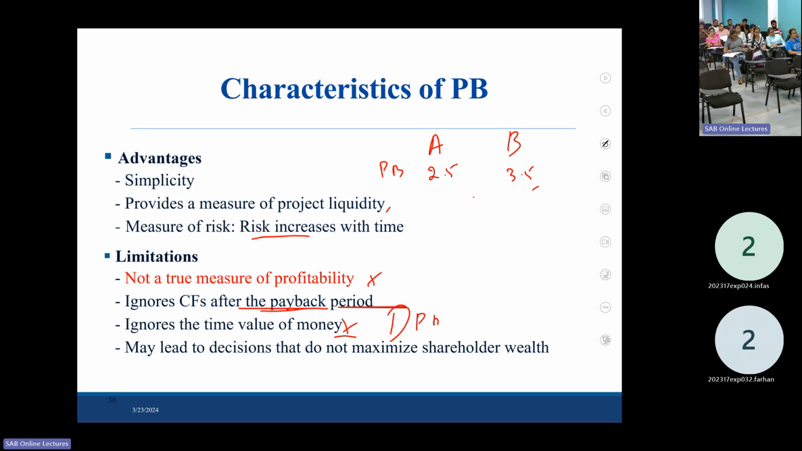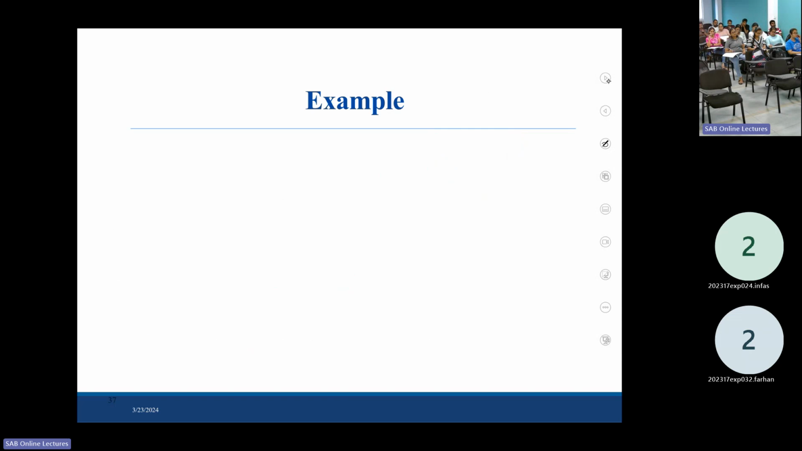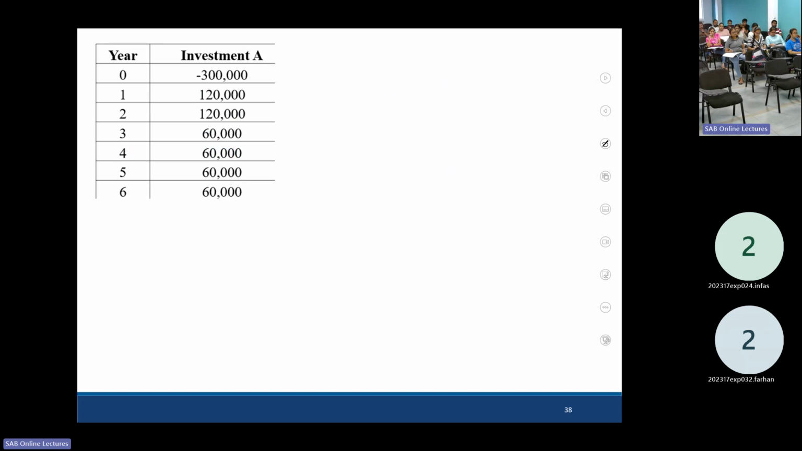Because of these limitations, you may end up with a decision that does not maximize shareholders' wealth. But these two limitations are serious: it doesn't show any overall profitability, and it doesn't say anything about the cash flows after the payback period. Right. So let's calculate the payback period quickly for this project before going home.